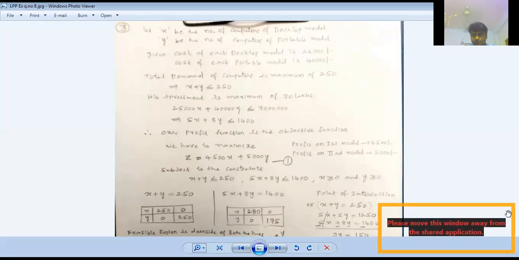Let X be the number of computers of desktop model and Y be the number of computers of portable model. That is the first step we write there. Clear? Given cost of each desktop model 25,000, and cost of each portable model 40,000 rupees. Total demand of computers is a maximum of 250 only. So that means X plus Y less than or equal to 250. The total number of items should not exceed 250.